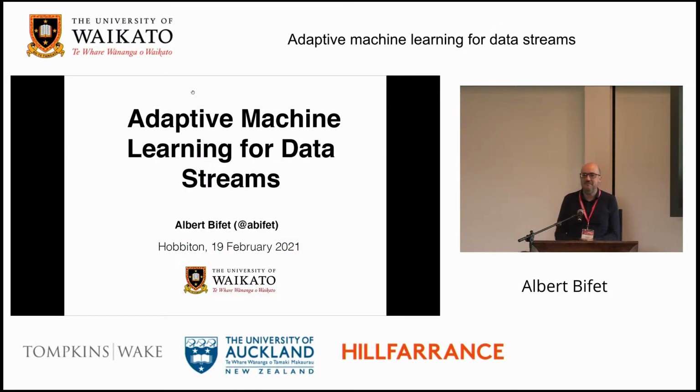Great. I'm going to talk a little bit about our work on adaptive machine learning for data streams. So basically what we are doing is we are trying to make machine learning methods that are adaptive. So why is this important?